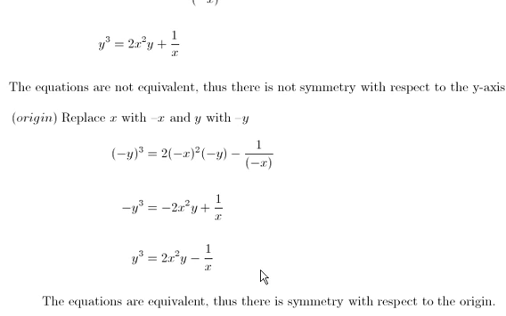And to see if the curve is symmetric with respect to the origin, we replace both x with negative x and y with negative y. Here we see the replacement of x with negative x and y with negative y. And when we simplify, we end up with this equation. And if we multiply both sides of the equation by negative 1, we end up with this, which is the original equation that we started with. So therefore, this curve is symmetric with respect to the origin.